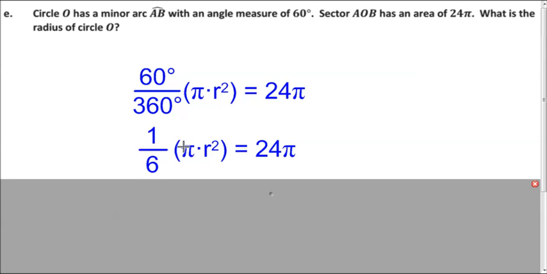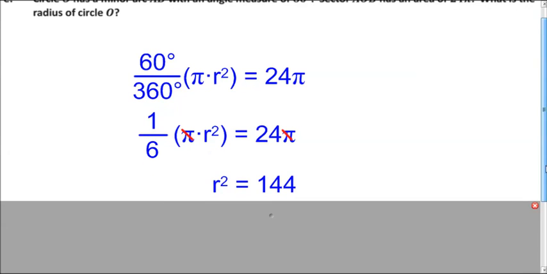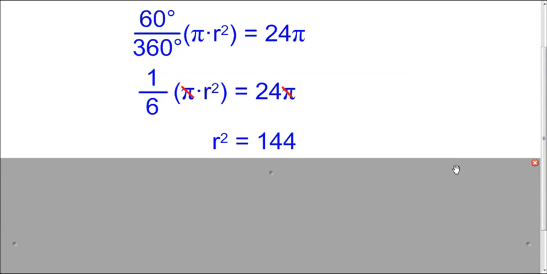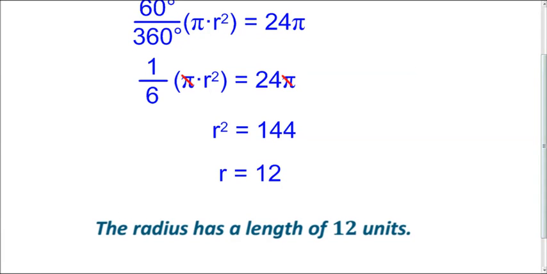Let's see, if we divide by pi on both sides, those cancel out. And multiply by 6 to cancel out that 1/6. And r squared is 144. So to solve this, we take the square root, and we end up with 12. So the radius has a length of 12 units.